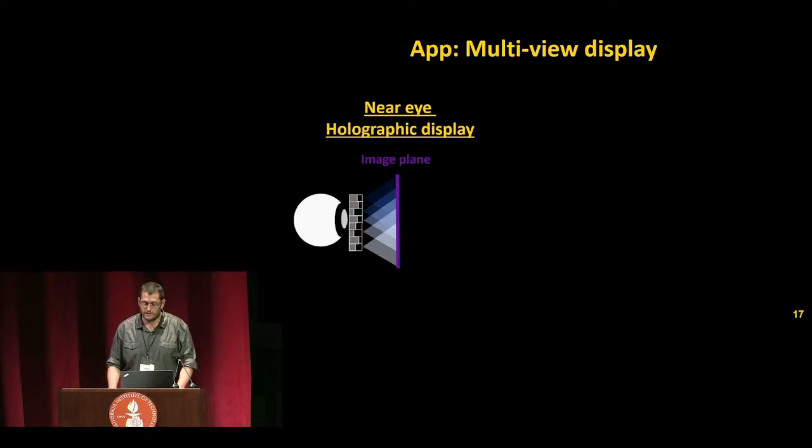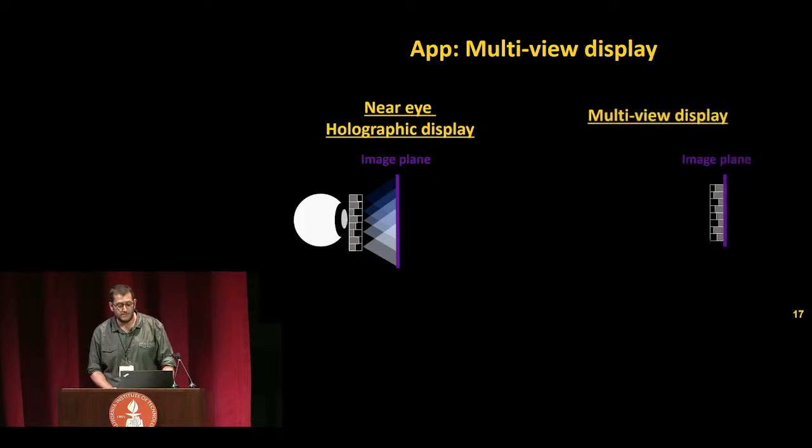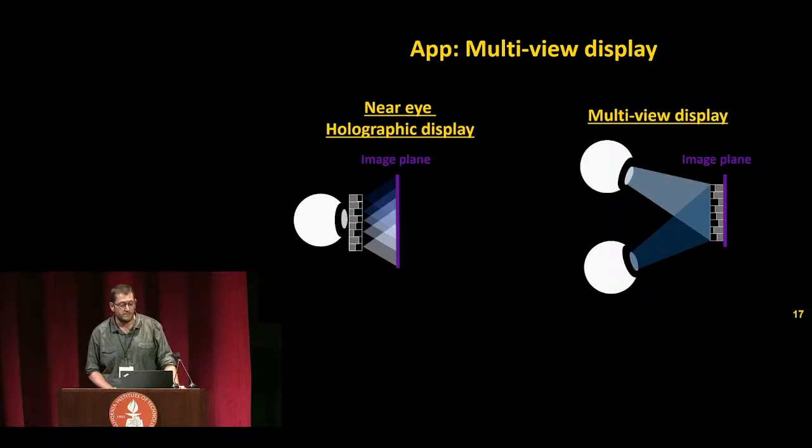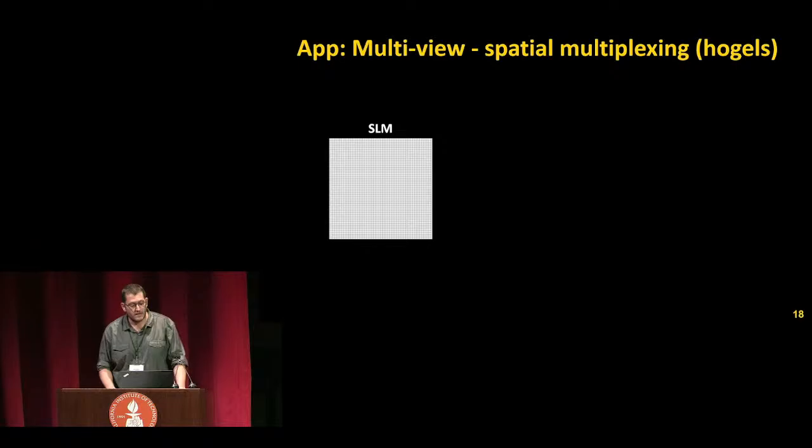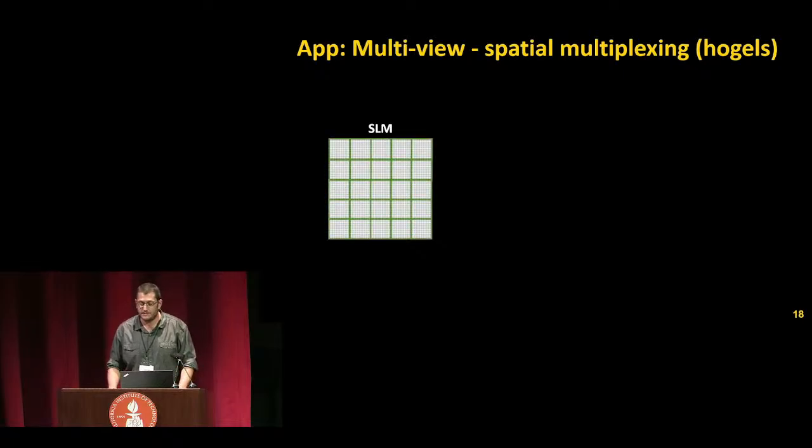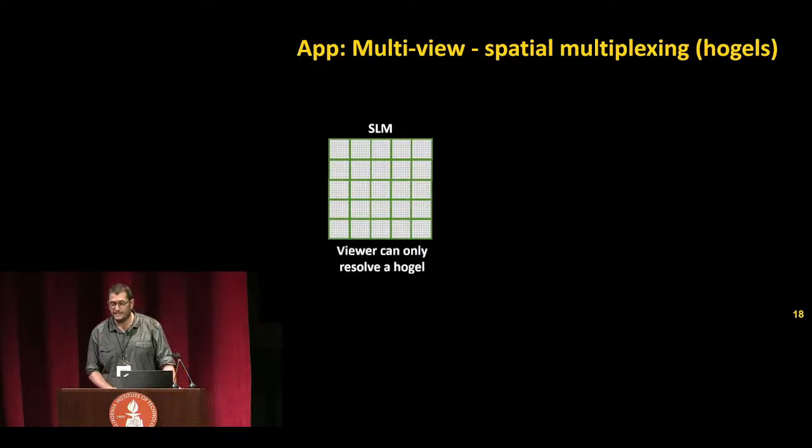However, near-eye holographic displays are just one of the uses of SLMs. A different approach is to use the SLM as a multi-view display. In this case, the eye directly focuses on the SLM, and by shifting the viewer's viewpoint, he views different images. We show the use of our system as a multi-view display with spatial multiplexing. To display spatially multiplexed images, the SLM is divided into hoggles, which are groups of multiple pixels, demonstrated here by green squares. We assume that the eye resolution is limited, and the viewer can only resolve aggregation of multiple pixels, which are the size of the hoggle.